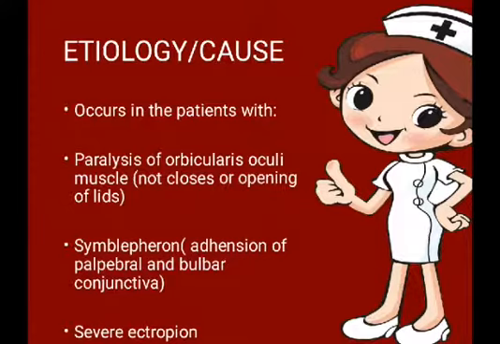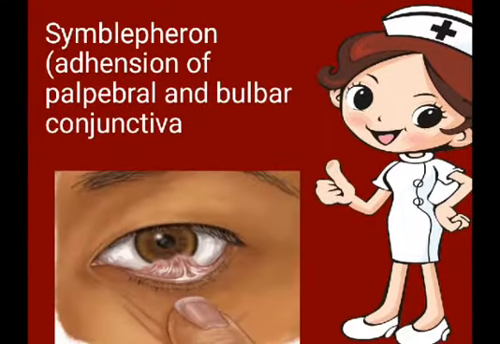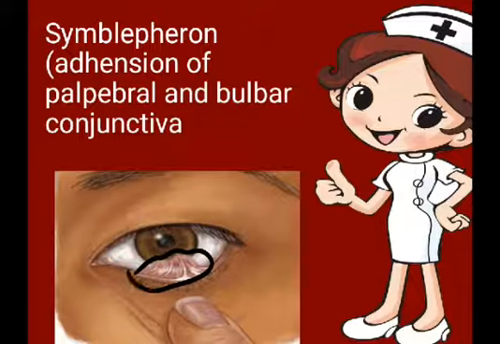The next condition is symblepharon. It is the adhesion of the palpebral and the bulbar conjunctiva. Now, this is the palpebral conjunctiva and the exposed part which you are seeing here is the bulbar conjunctiva. So you are seeing the sticking here. This is a chewing gum like part which is present here. This is known as a symblepharon. It also becomes a second cause of lagophthalmos.